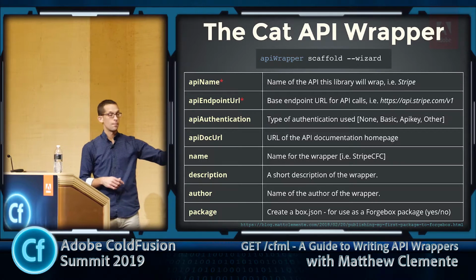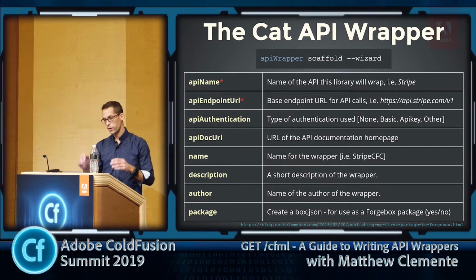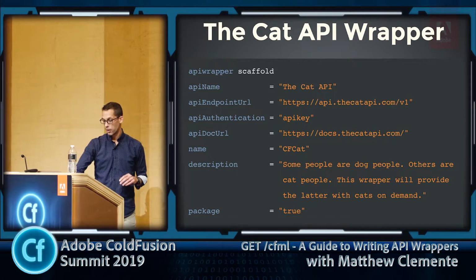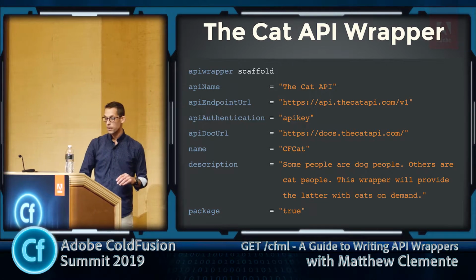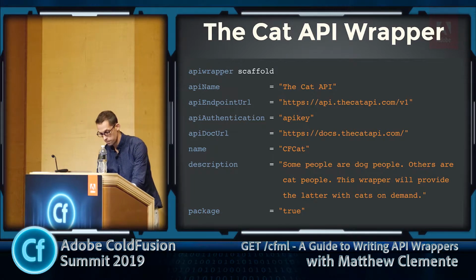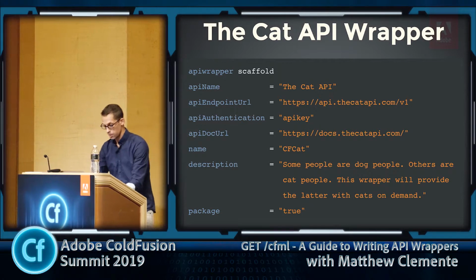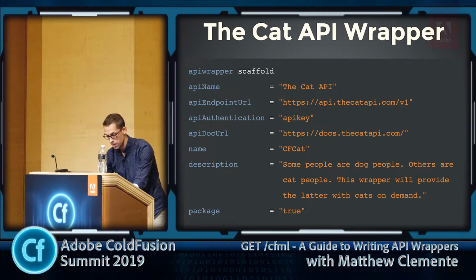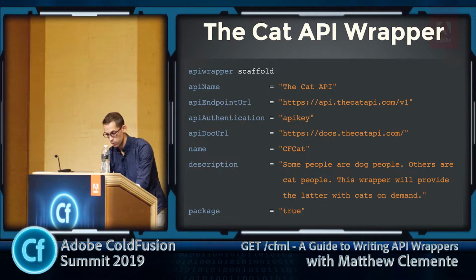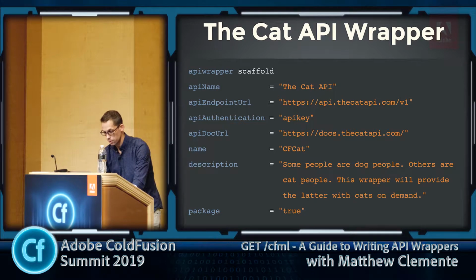I usually use that. I say yes to that option, but you don't have to. We'll put the file there, and you can do it all without sharing it on ForgeBox. So for this first one, I'll actually go through spinning up a wrapper for the Cat API. So we'll hop into the terminal and CommandBox. And we're going to say apiwrapper scaffold, and it has a little wizard that'll walk us through this.